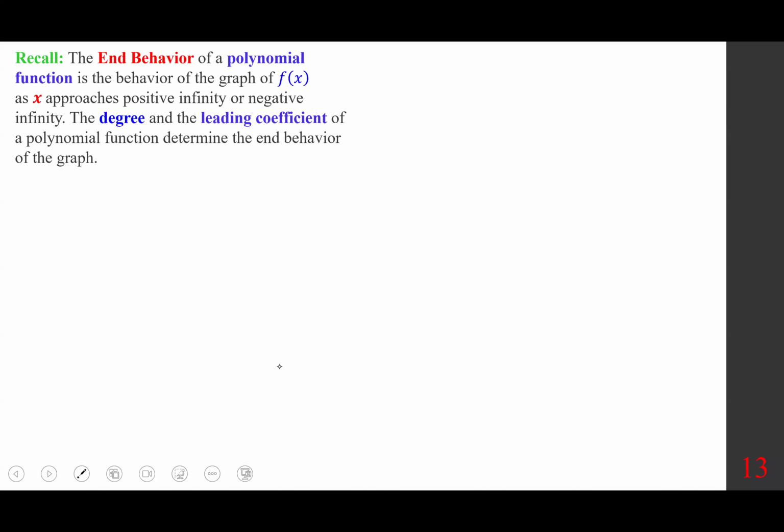Because when I get to graphing, I want to remind you of a couple of things from algebra, pre-calculus. Recall, the end behavior of a polynomial function is the behavior of the graph of f of x as x approaches positive infinity or negative infinity. The degree and the leading coefficient of a polynomial function determine the end behavior of the graph.